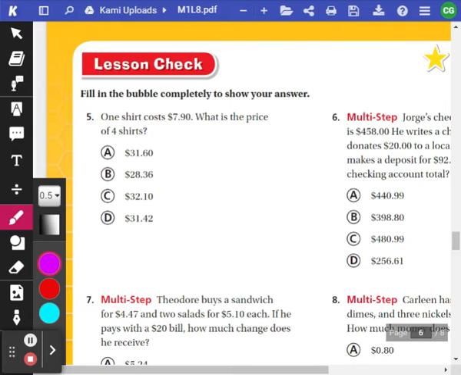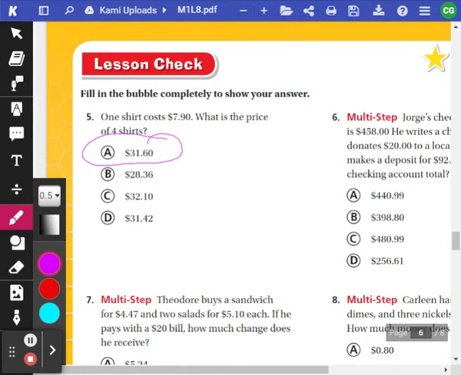4 times 0 equals 0. 4 times 9 is 36. Regroup. 4 times 7 is 28. 29, 30, 31. Bring in my decimal. So it's $31.60 is your total. All right, let's look at the next one.